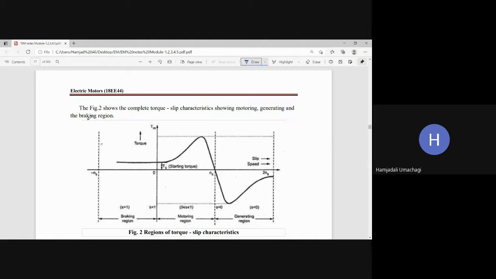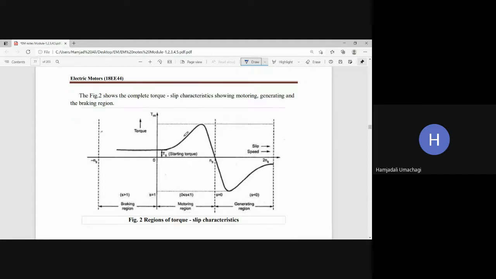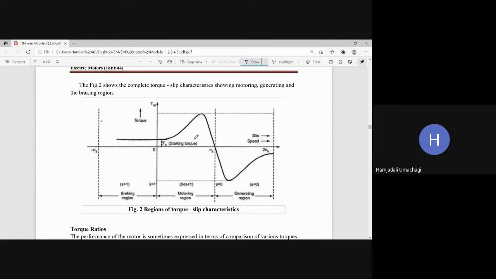So let us see the behavior of operation of the three phase induction motor acting as a motor, generator and in the braking region using the torque slip characteristics. To explain this motoring, generating and braking region, you need to draw this graph in the beginning. This is the graph where along the y-axis is the torque and along the x-axis is the slip.